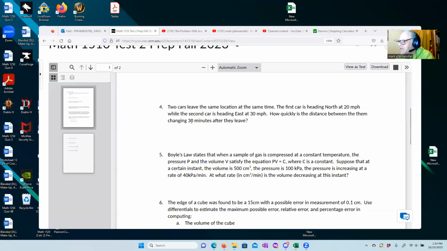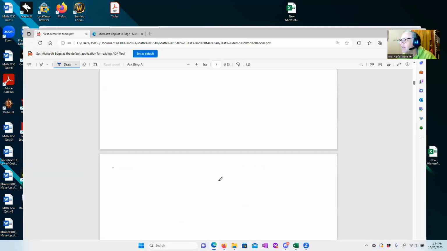So the first one, we have two cars leaving the same location at the same time. The first car heads north, 20 miles per hour. The second car is heading east at 30 miles per hour. How quickly is the distance between them changing 30 minutes after they leave? All right, so let's go ahead and draw us a little picture here.